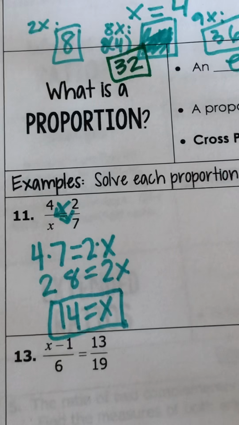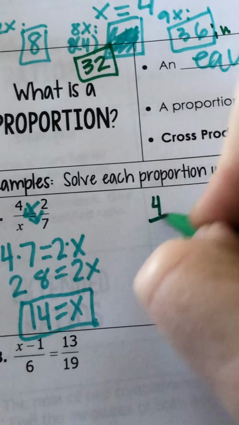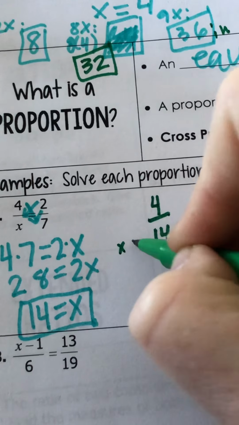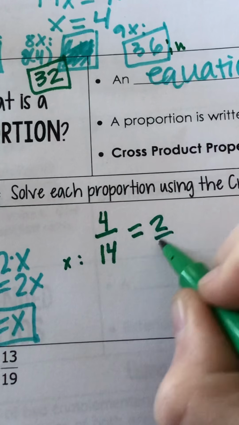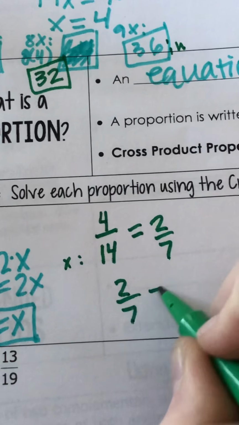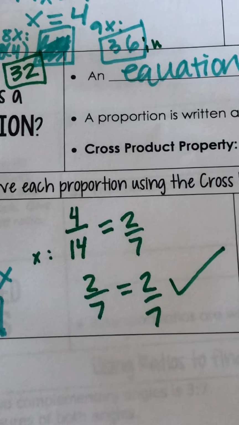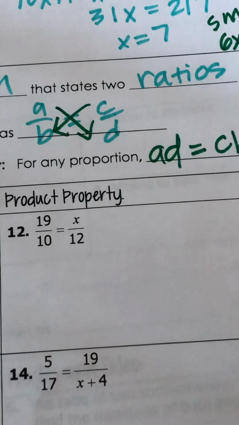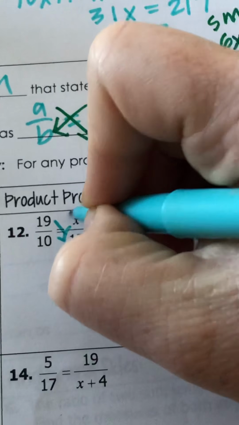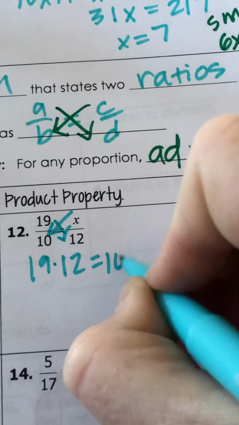Okay. And just if you ever get stuck on a test or anything, you should be able to plug in for x here and see if it reduces and equals 2 over 7. And when I do reduce, I get the same thing. So that's how you can check your work each time. I'm not going to do that each time, but that's how you can check. All right, so next, 19 times 12 equals 10 times x.